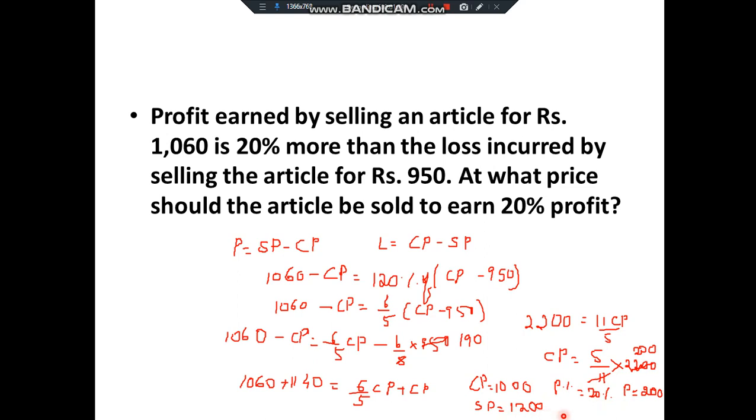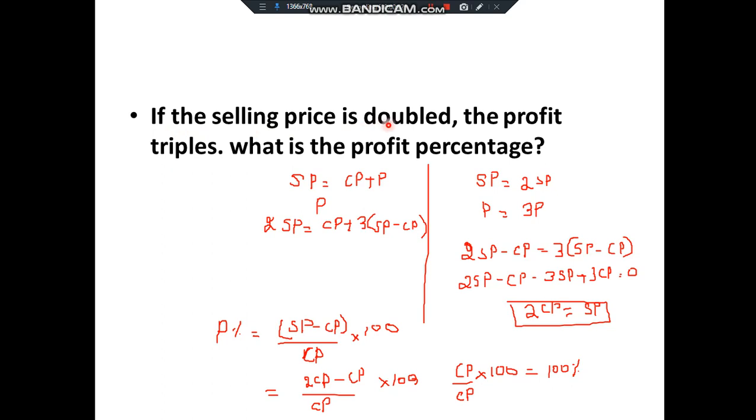So that is your answer. Hope you understood. See the next question. If the selling price is doubled, the profit triples. What is the profit percentage? This is the new variety.